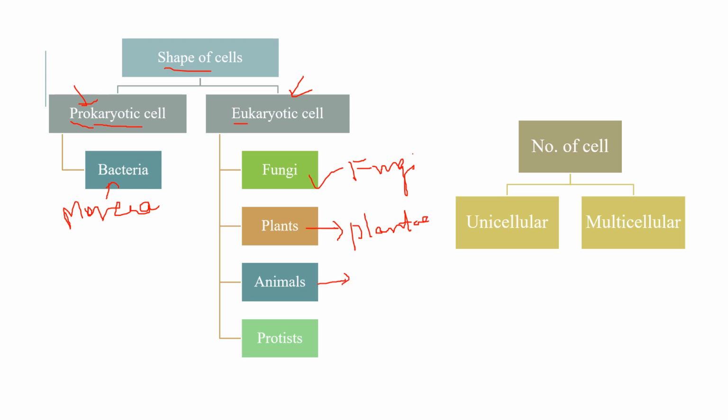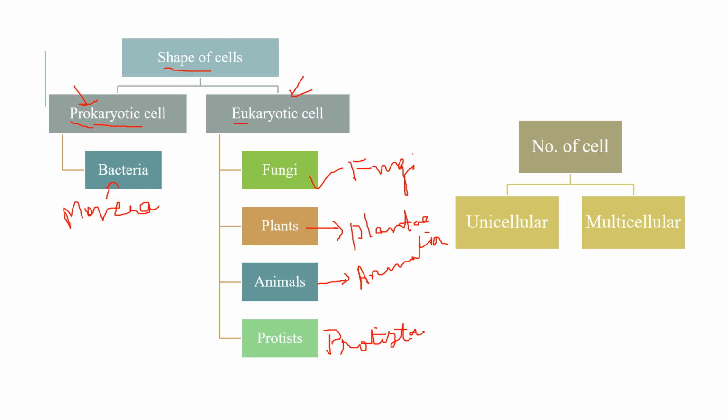Animals belong to kingdom Animalia, and protists belong to kingdom Protista. So in bacteria, a prokaryotic cell is present, meaning a true nucleus is not present, and in the case of fungi, plants, animals, and protists, a true nucleus is present. True nucleus means a nuclear membrane is present outside the nucleus.